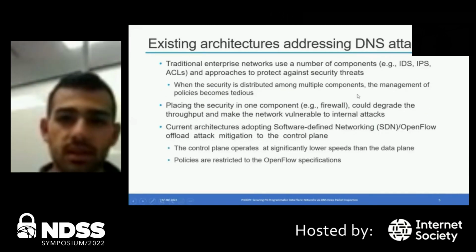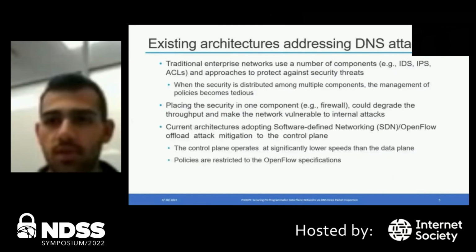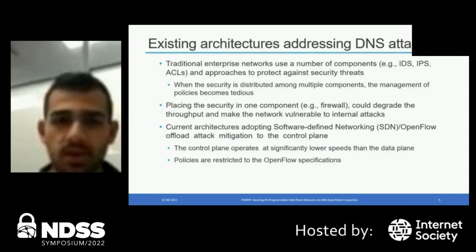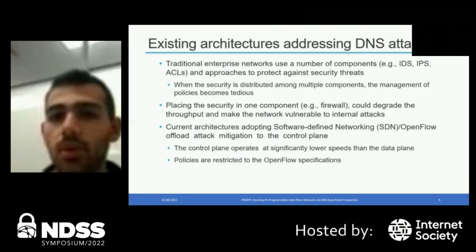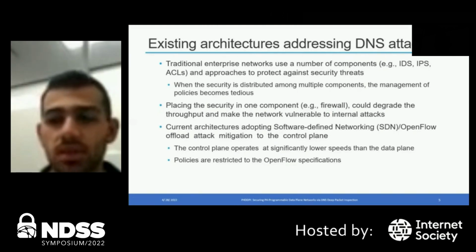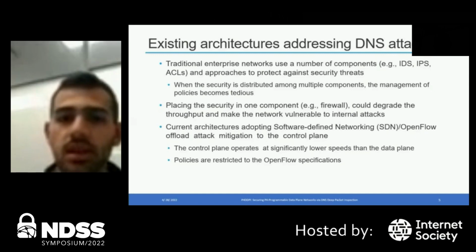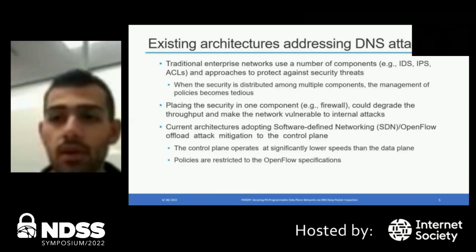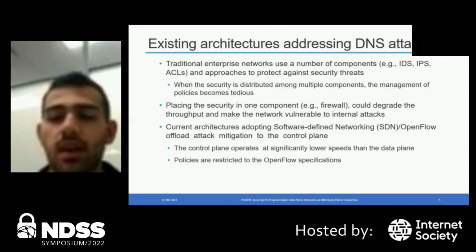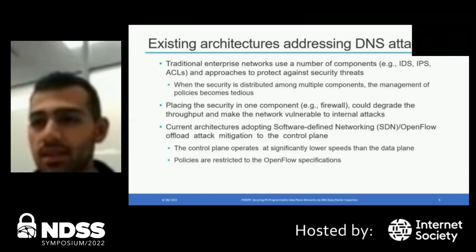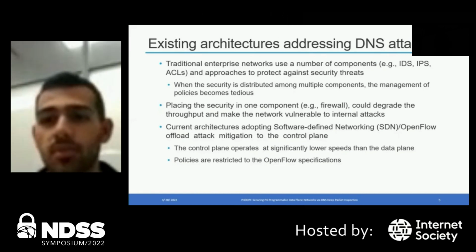So what are the existing architectures addressing the main DNS attacks? First we have the traditional enterprise networks, where you can use a number of components such as intrusion detection, intrusion prevention, and access control lists to protect against security threats. However, distributing these security functionalities among multiple components creates problems, where managing these components becomes really tedious. With multiple components, different vendors, and different configurations, it becomes really hard.